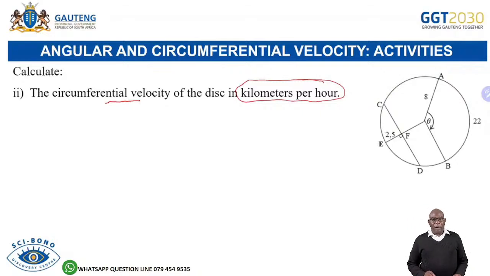So the diameter, I'm not going to use the formula where you use the diameter, because they already gave me the angular velocity. Which means that my circumferential velocity will be omega multiplied by r. That formula is not there in the formula sheet, but we must always know this formula. So when I'm given the angular velocity and I know the radius, I can do that.